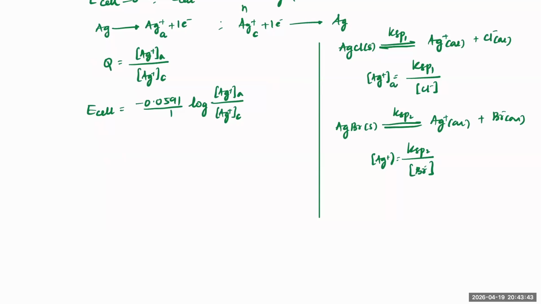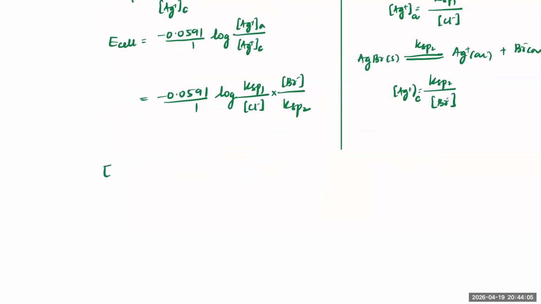So this is the anode part, this is the cathode part. Let me substitute that. So minus 0.0591 by 1 into log of the anode concentration, which is Ksp1 upon chloride concentration, into bromide concentration upon Ksp2. This is a much easier way of solving the questions for E cell, everybody. So minus 0.0591 into log of Ksp1 by Ksp2 into Br- concentration by Cl- concentration.